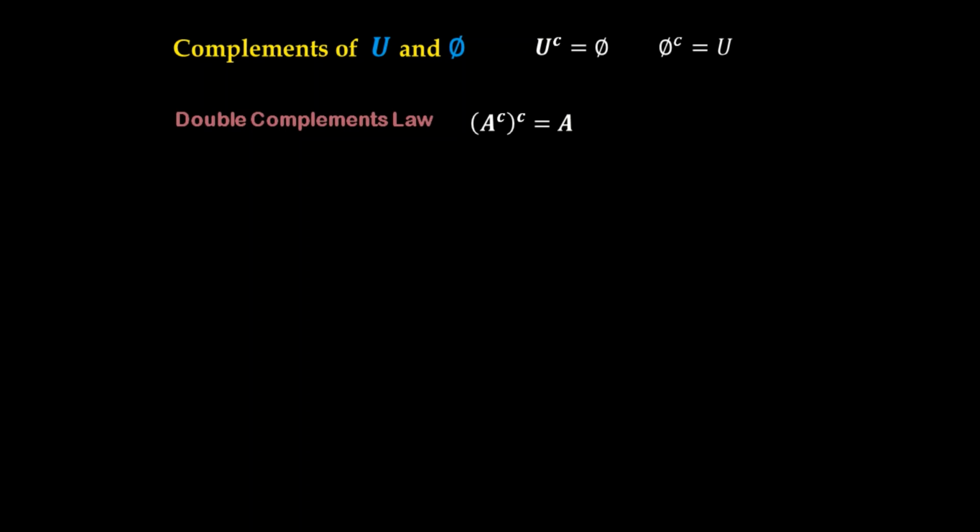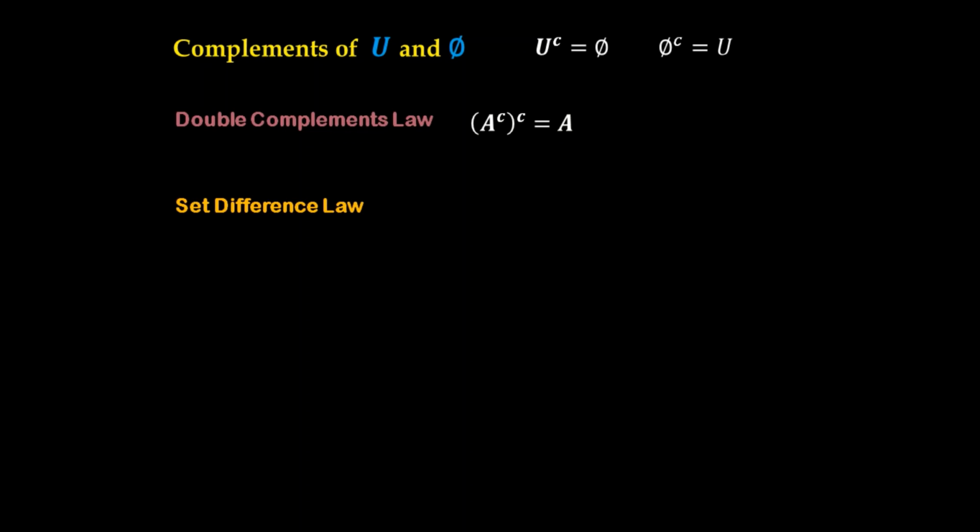Now we have the double complement law. The double complement law is here we have the complement of the complement of A is equal to A. Okay, so now here we begin by having not A. Not A, it's all those sets that are not in A. Okay, and then now what is not the complement of A? Not the complement of A will be A.